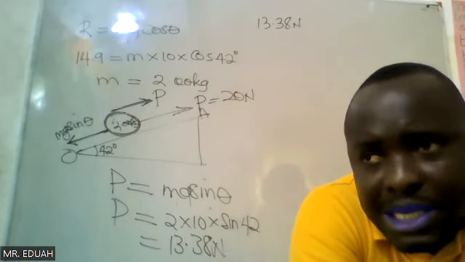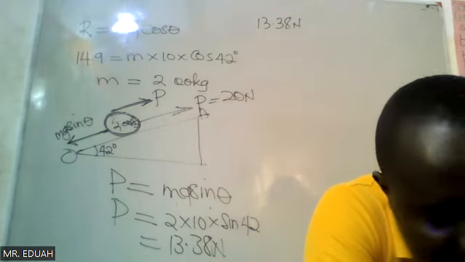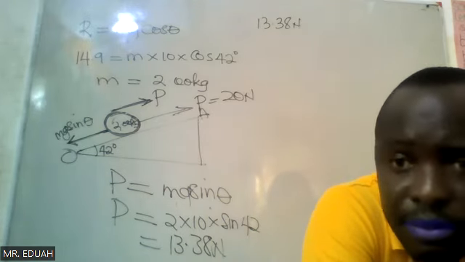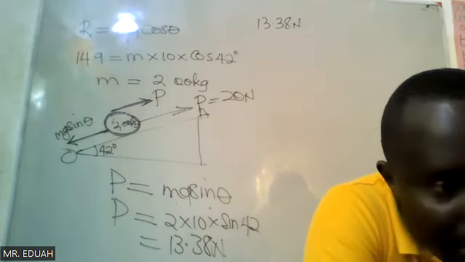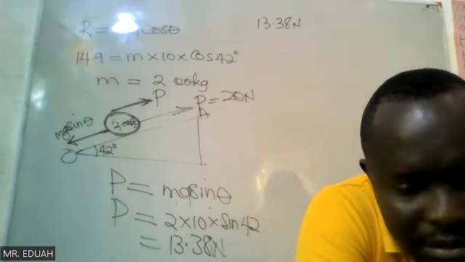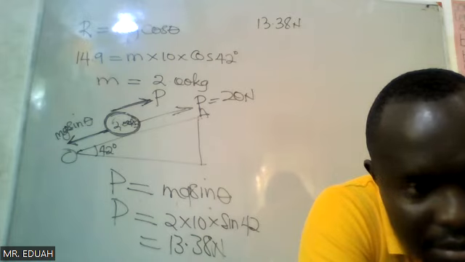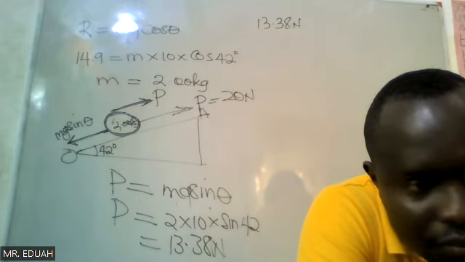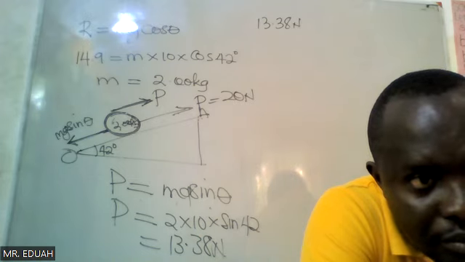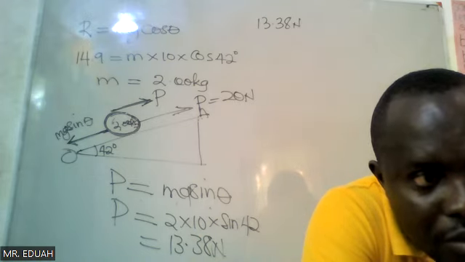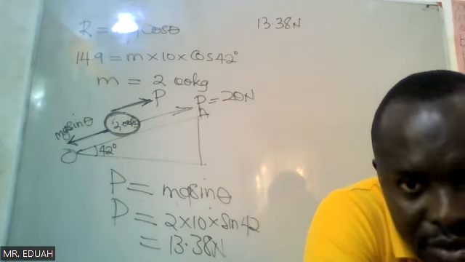Okay, explain to us how you got the answer. For the body to move up the plane, the force applied must be greater than mg sine theta. So to find the net force, we subtract mg sine theta, which is a smaller force, from the force applied to get the net force.